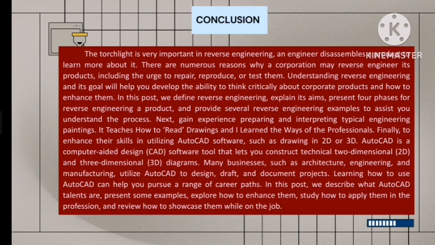AutoCAD is a software tool that lets you construct technical 2-dimensional and 3-dimensional diagrams. Many businesses such as architecture, engineering, and manufacturing utilize AutoCAD to design, draft, and document projects. Learning how to use AutoCAD can help you pursue a range of career paths. In this post, we describe what AutoCAD skills are, present some examples, explore how to improve them, study how to apply them in the profession, and review how to showcase them on the job.